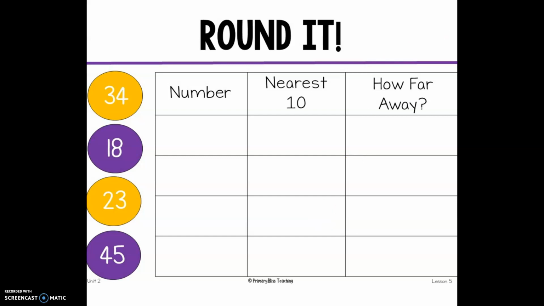So I've got some numbers in my circles and I'm going to write them here. And my task is to round it to the nearest 10. So when I think of 34, I know it's between the tens of 30 and 40. And so I have to think about which one it is nearest to. It is nearest to 30. So if I was going to round 34 to the nearest 10, I would round it to 30. And how far away is 34 from the nearest 10? It is 4 away.